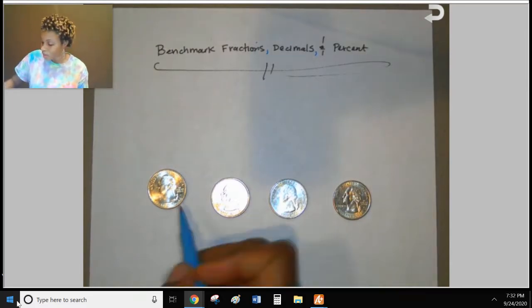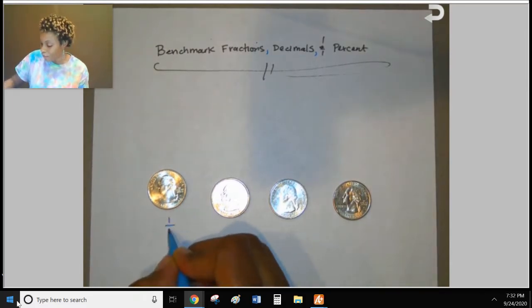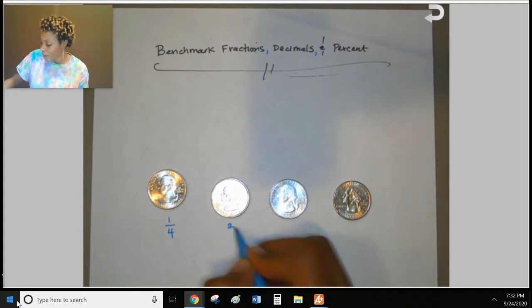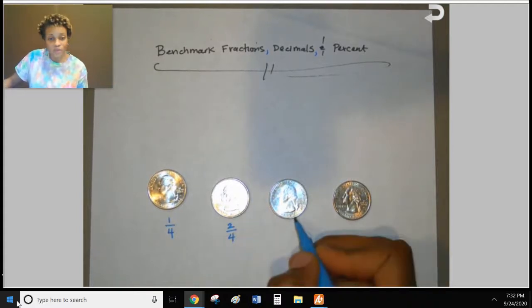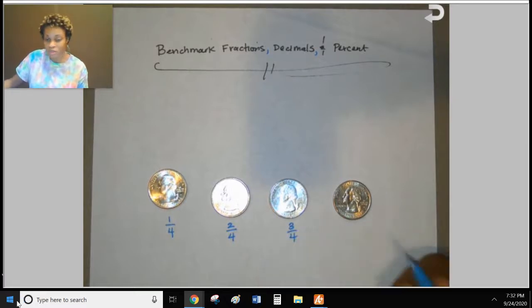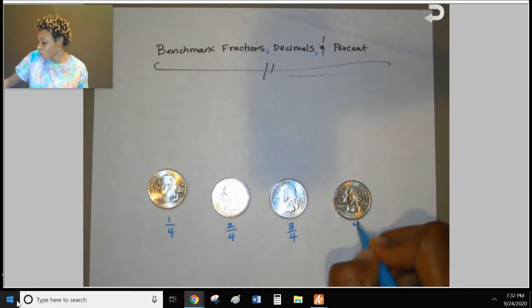1 quarter is 1/4. 2 quarters is 2/4. If we have 3 quarters, that's 3/4. And 4 quarters is 4/4.